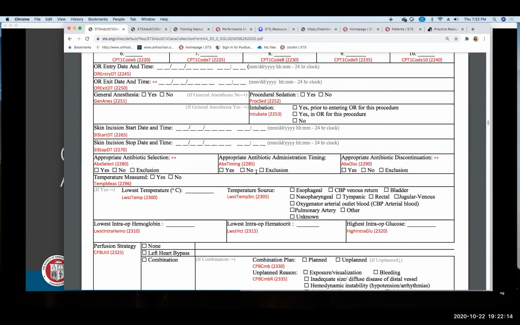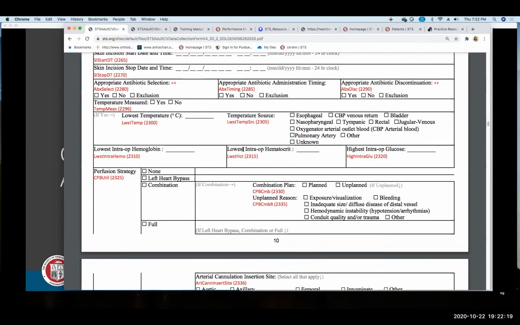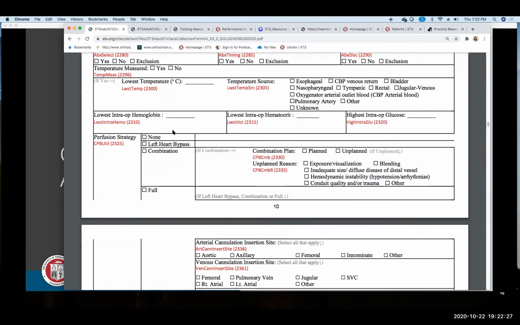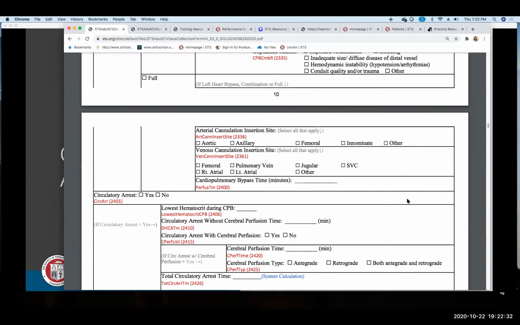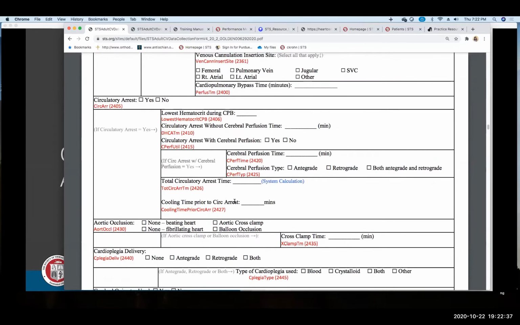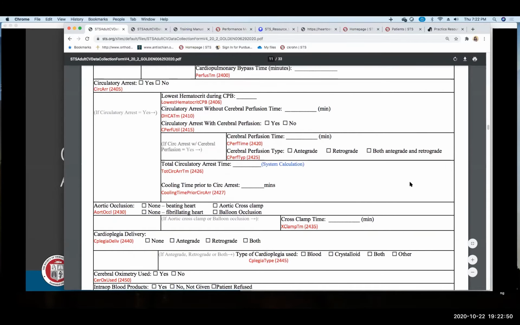And then we get into things like antibiotic selection, your temperatures, and you'll see better data capture, or more variables, within the anesthesia section when we get down there. Your labs, your hemoglobin, hematocrit, glucose, perfusion strategy, and your circ arrest section. And if circ arrest, we added now the total circ arrest time and cooling time prior to circ arrest. We added these primarily to look at a higher incidence of strokes with certain timings. So we're looking at those a little bit more closely now.